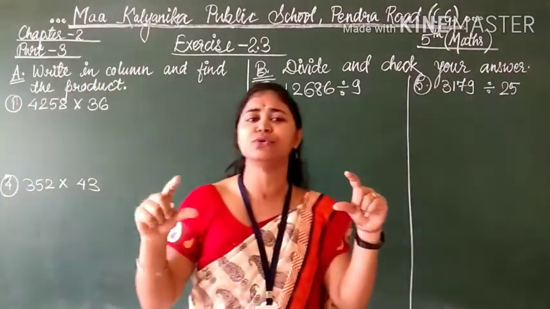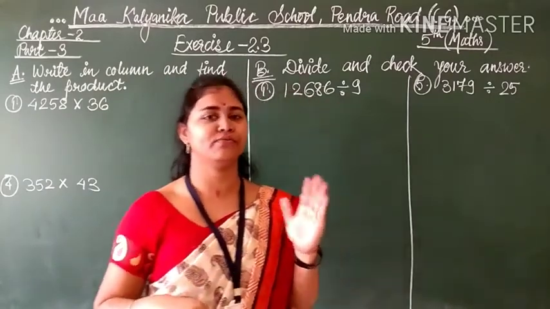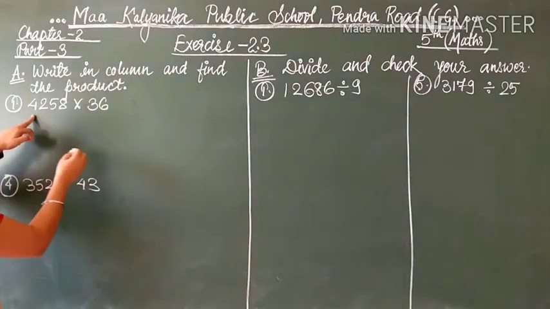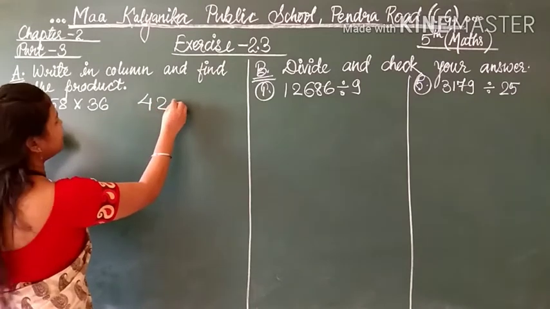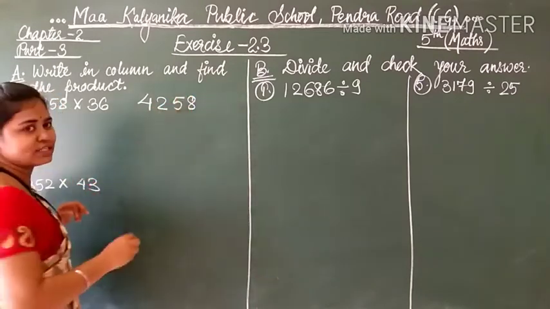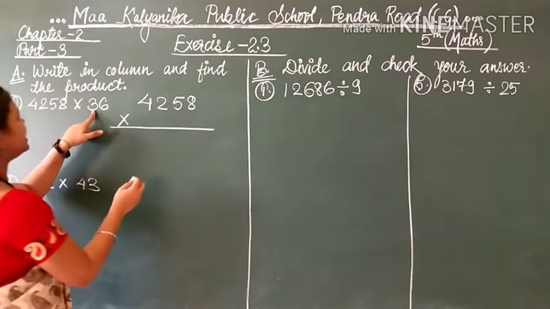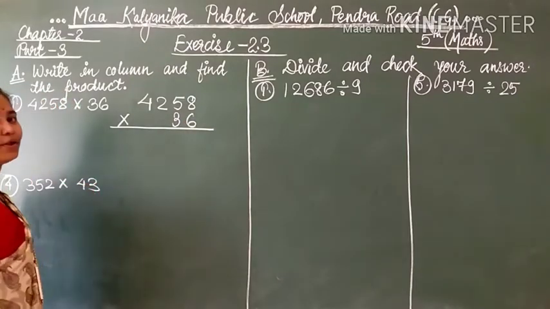Horizontally you don't have to do. You have to first write in column and then you have to find the product. So see how I am finding it. Okay. So see students, 4258. First you will write, multiplied by you will write here. Then the number is 36. We will write here 36. 2 digit is there. Okay.